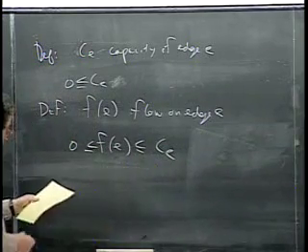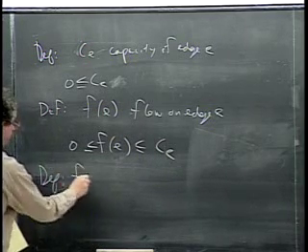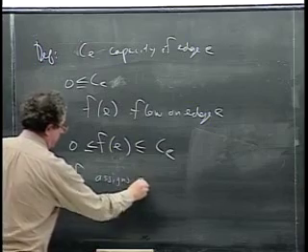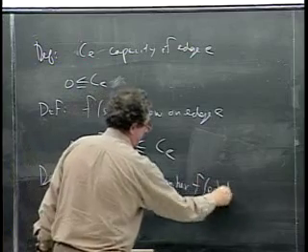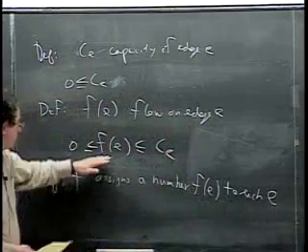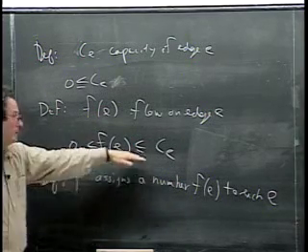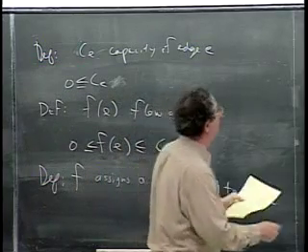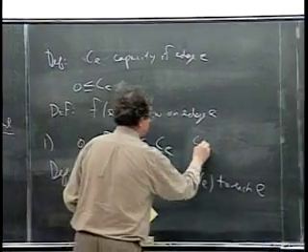the capacity of E. And then a flow F is a function which assigns a number, FE, to each E, and it's got to satisfy that. Of course, the flow number assigned to E has got to be between this range and this range. But it has other constraints. Well, actually, this is the first one, and this is called the capacity constraint.